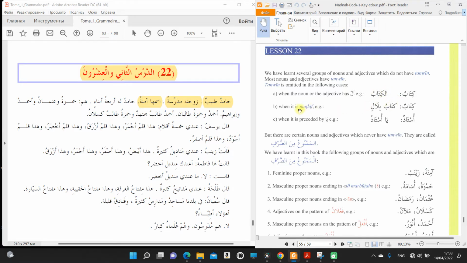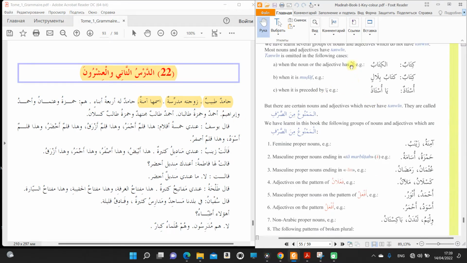The same goes with mudaf, like something that is possessed. In this case, kitabu bilalin. Kitabu is something that's possessed. Bilal is the possessor. So in this case, kitab is mudaf, and it never takes alif lam, it never takes tanween. And the third case is when it's preceded by ya. For example, ustadun. But once we add this ya, ustadu or ustad, tanween again falls down. And yeah, those are the main cases.